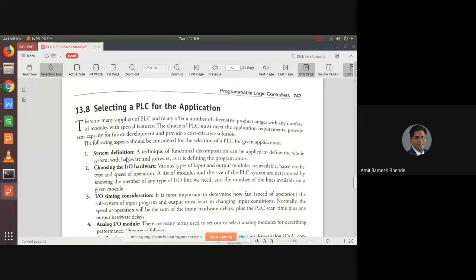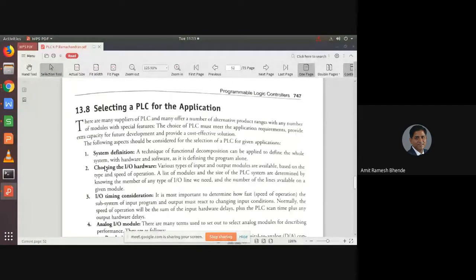First is system definition. System definition is nothing but a technique of functional decomposition that can be applied to define the whole system. The whole PLC system can be divided into three categories: hardware, software, and programming. These are the three categories in which you can divide the entire application. What kind of hardware you require, what kind of software you require, what kind of programming language you are going to use.